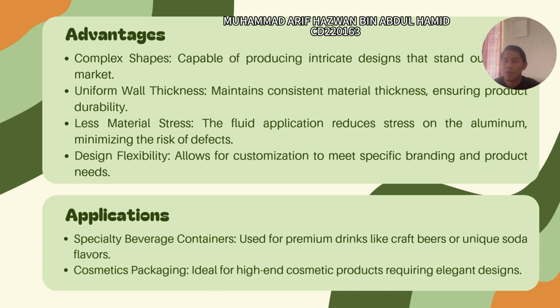Another advantage is uniform wall thickness, which means the process ensures that the material stays even throughout the product, which improves durability and strength. Next, the hydroforming process also creates less material stress because the aluminum is shaped using fluid pressure. The stress on the material is reduced, lowering the chance of defects.